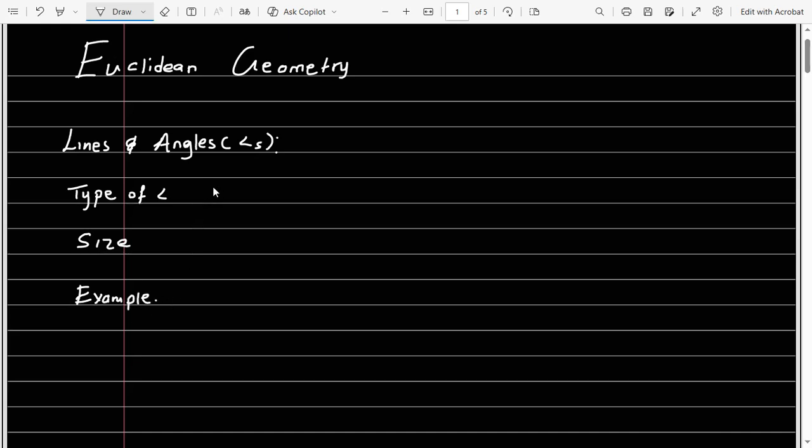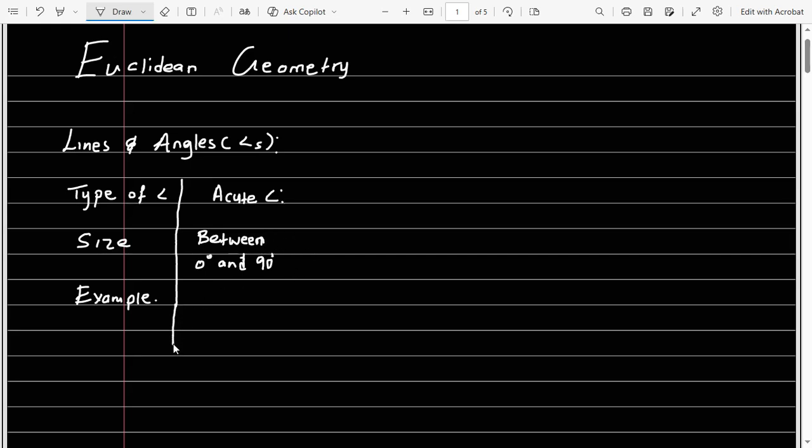The first one that I need us to talk about is what we call an acute angle. An acute angle is between 0 and 90 degrees. If you find that your angle is between 0 degrees and 90 degrees, just know that that angle is what we call an acute angle.